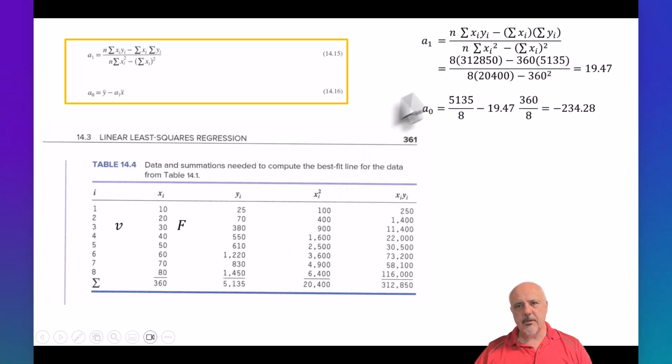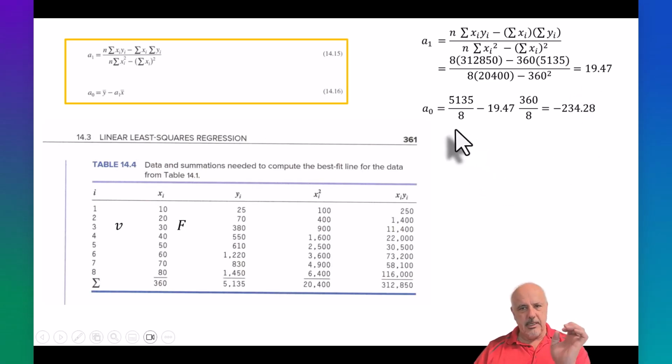Denominator, I have n again. And then I have the sum of x sub i squared. So that's going to be 20,400. So you want to make sure that you keep this, the 20,400, distinct from the sum of x sub i, quantity squared, which is going to be 360 squared. So very different here. So that fills out the denominator, and I get 19.47 for my slope.